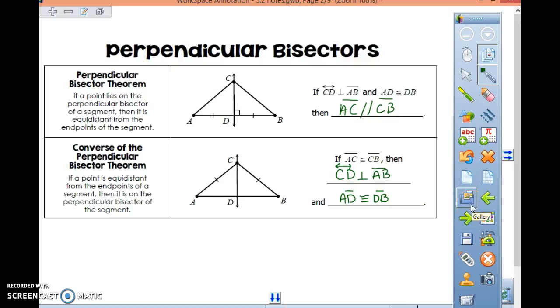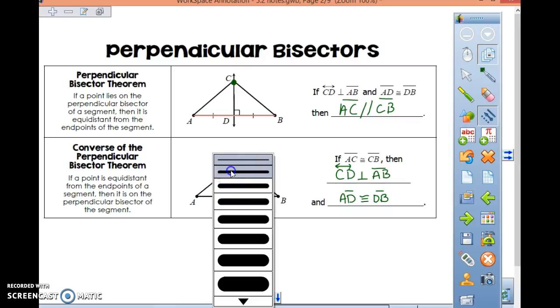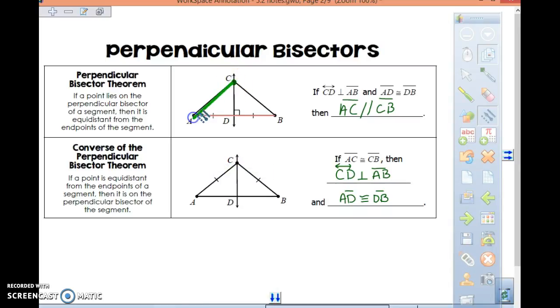So perpendicular bisectors. We're on page 6. Perpendicular bisector theorem. If a point lies on the perpendicular bisector of a segment, then it is equidistant from the endpoints of that segment. So I started out with some segment. If I pick a point that is on the perpendicular bisector, that would tell me that the distances from that point to the end point, from the point to the other end point, would be congruent. So notice this does say congruent.